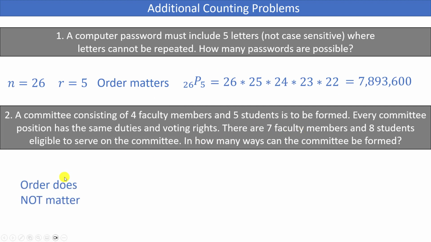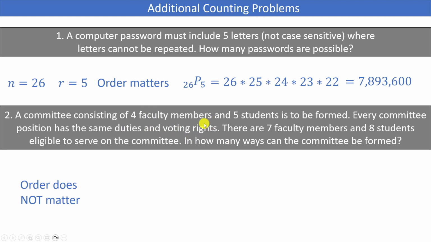But either way, the order that you choose those individuals is not going to make any difference, right? Since every committee position has the same duties and voting rights, it doesn't matter if I choose Julie first and then Sam second, or Sam first, then Julie second. They're all just going to be part of the committee or not part of the committee, right? So there's not really any difference between the individuals. So that is kind of what we mean by order in this context.